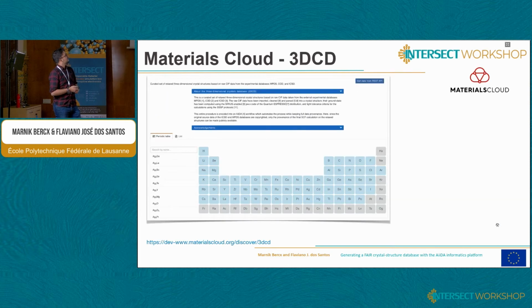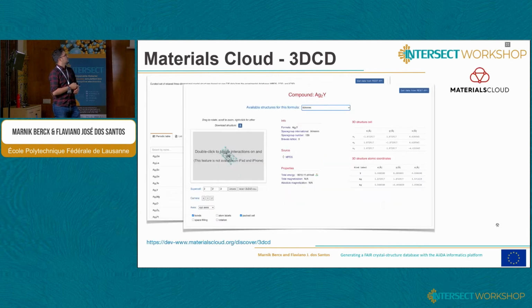And so for my final part, let me just quickly give you an example of a current development version of the Discover section for the 3DCD. So you have this typical periodic table where you can select certain elements you want to see inside your structure. And then, of course, if you select a structure, you can see the visualization of the structure, you can see the source, so you can go back to the original entry in, for example, the MPDS.